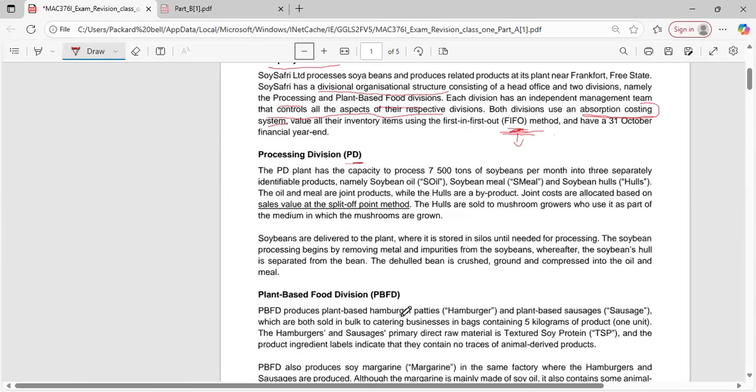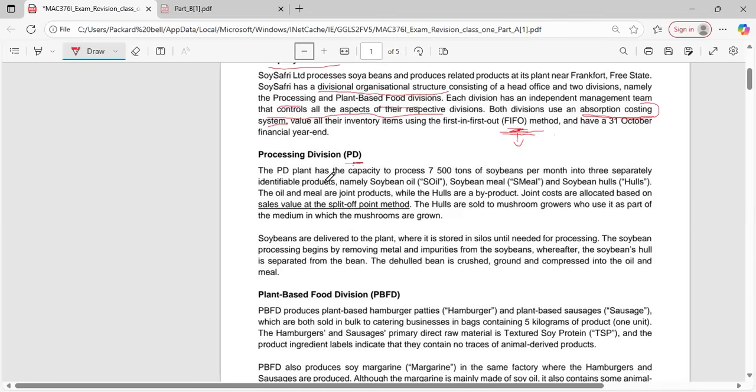So which means for now, we don't need to read on the plant-based food division because the question that we want to answer is for PD. So there is no need for you to waste time in the exam reading about the plant-based food division. You just focus on the processing division because this is what we want to answer. So let's see what they say about the processing division.